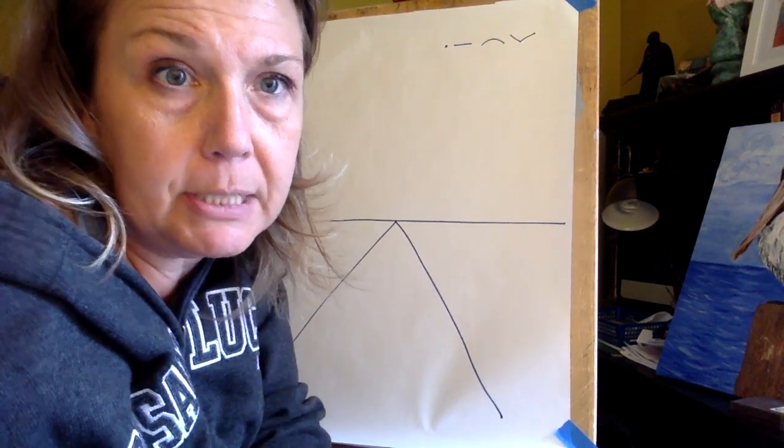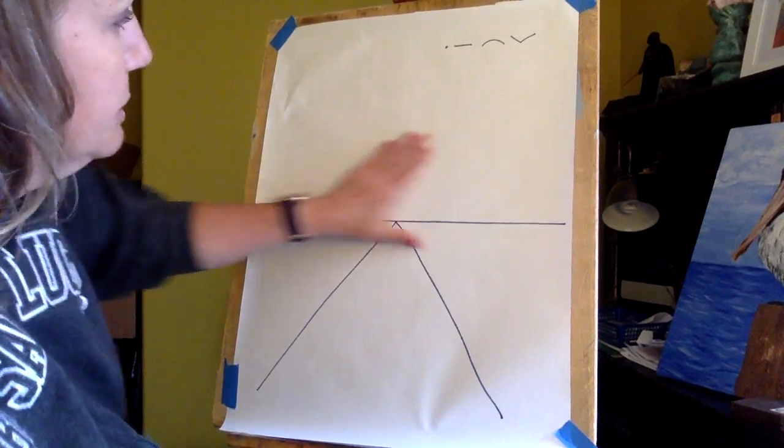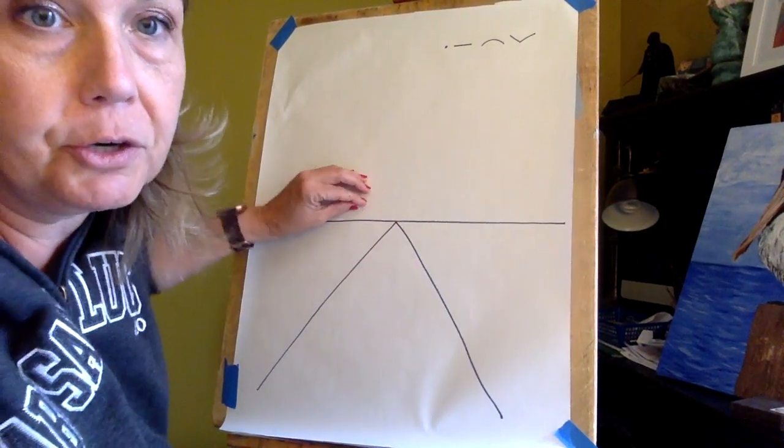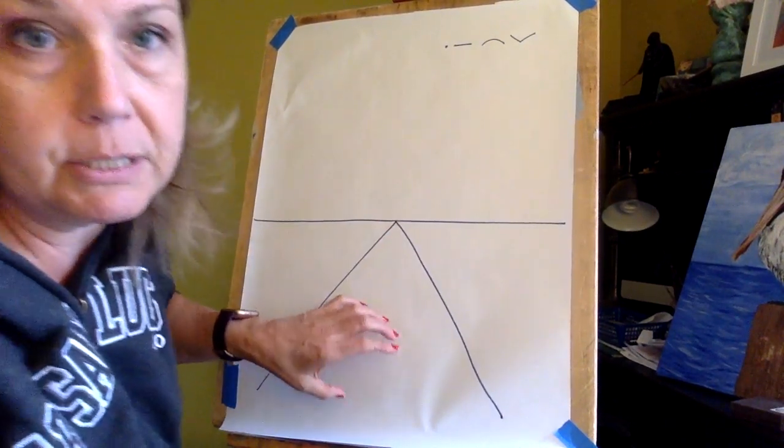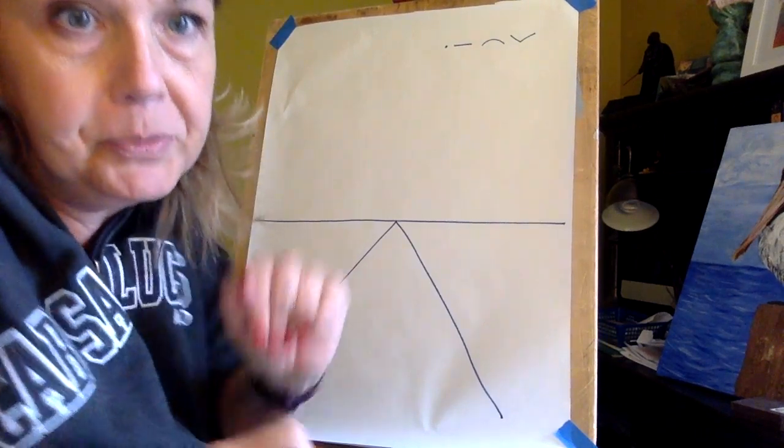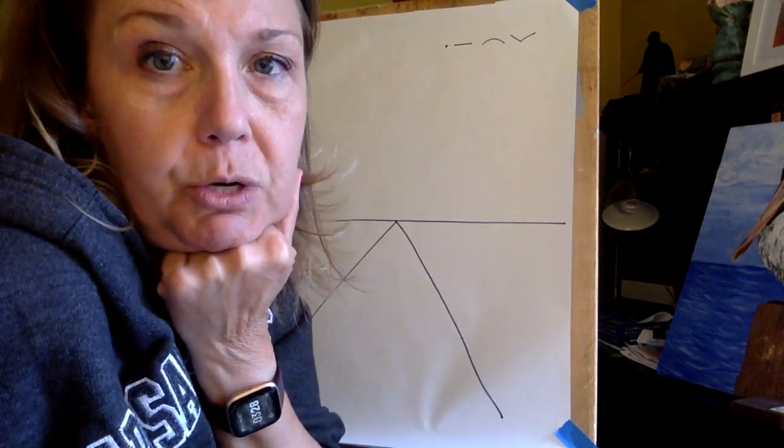We're also going to talk about foreground, middle ground, and background. Your background is always in the sky. Your middle ground always sits in the middle of the paper around your horizon line, and your foreground is always in the front, or the fore.